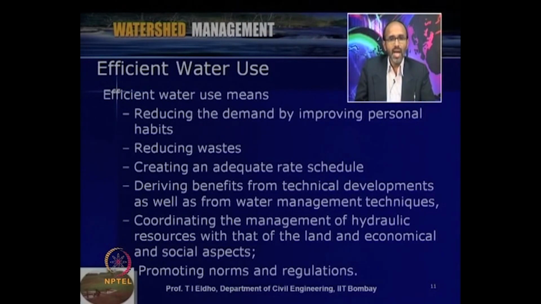Then, deriving the benefits from technical developments as well as from water management techniques. We can go for various management techniques to reduce the use of water. Then various technical developments, like effective flushing systems and effective tapping systems. Then coordinating the management of hydraulic resources with that of land and economic and social aspects. We can coordinate with respect to the hydraulic aspects, land management, and crop management. And we can also promote norms and regulations, and then educate the people, so that there will be more efficient use of water. That way we can conserve the water.